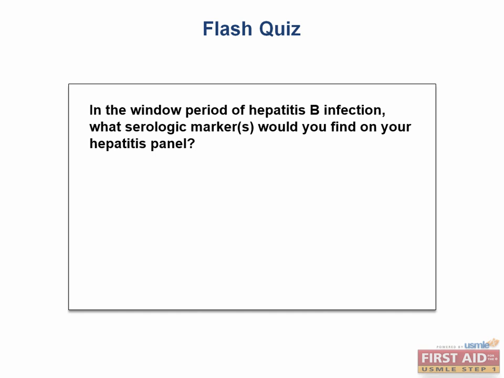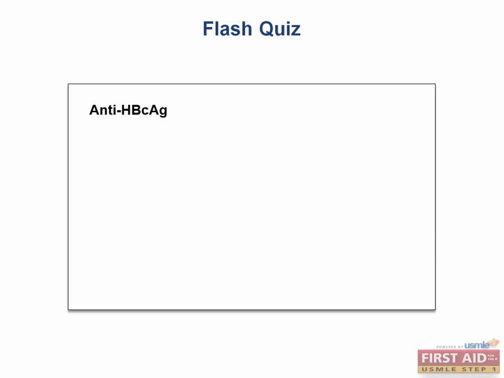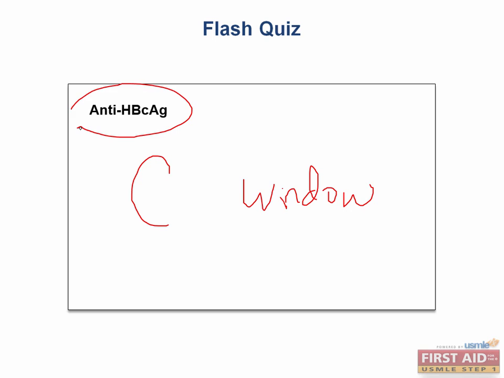Now time for a flash quiz. In the window period of the hepatitis B infection, what serologic marker would you find on your hepatitis panel? We would see antibodies against the hepatitis B core antigen. Remember, hepatitis B core antigen helps us see through the window. In this period of the infection, there is no more hepatitis B surface antigen found in the blood, and the body hasn't quite formed enough antibodies against the hepatitis B surface antigen. Therefore, the only thing we see in the bloodstream is antibodies to the hepatitis B core antigen.